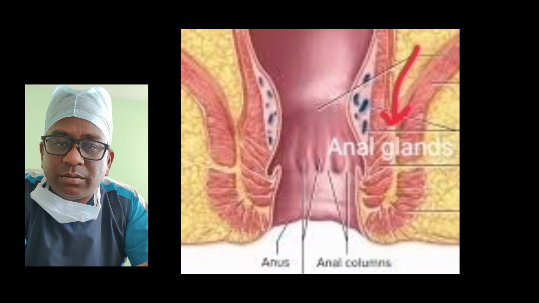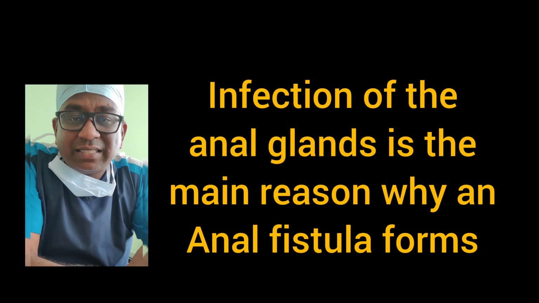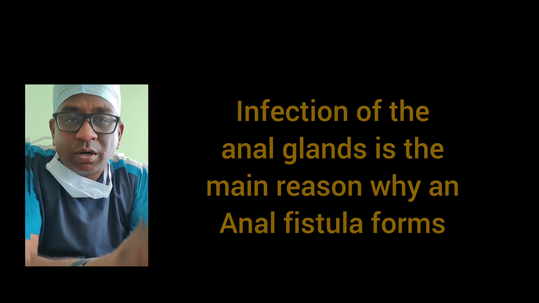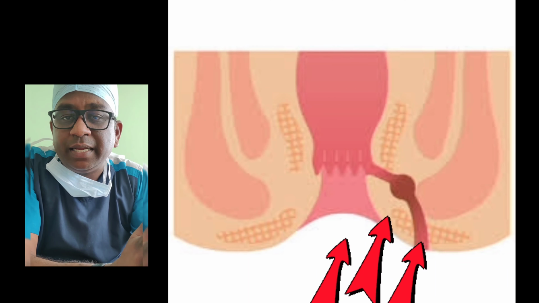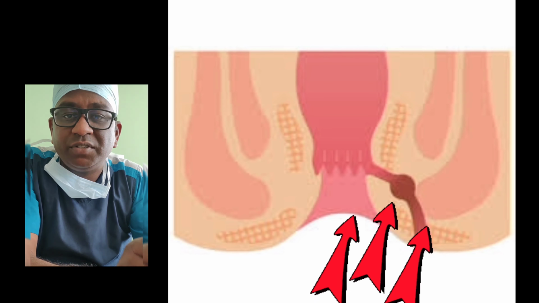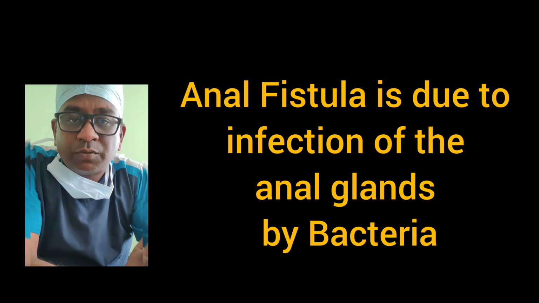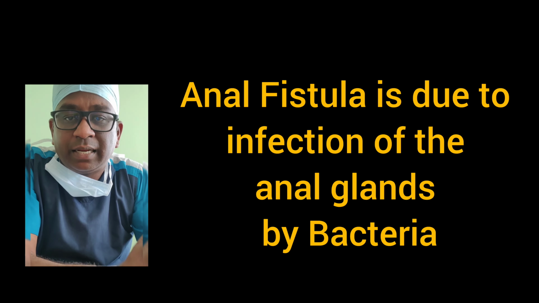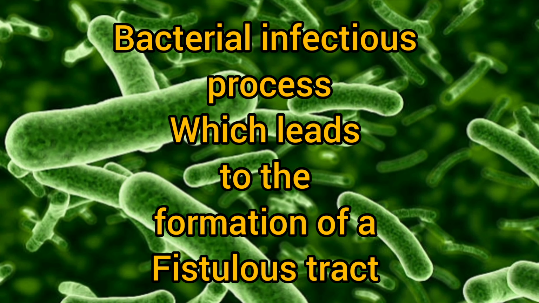There are glands lying in between these two muscle sphincters which open into the anal canal. Whenever these glands get infected, infection spreads in all directions and forms a fistula. A fistula is a communication between the inside of the anus and the skin around the anus by a tract called a fistulous tract. So essentially a fistula forms because of infection of the glands around the anal canal. A fistula is just an infectious problem, a problem due to infection by bacteria.